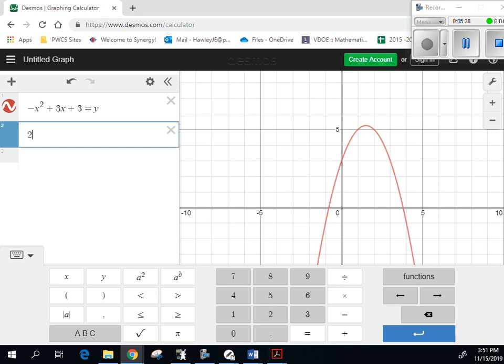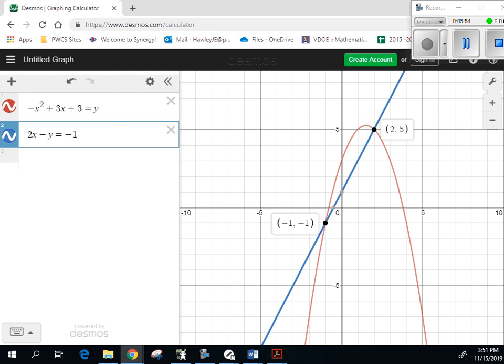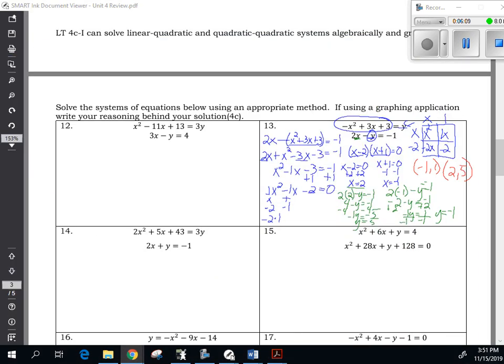2x minus y is equal to negative 1. Okay? And so you see both your equations, and if you touch this point here and this point here, you can see that those are the solutions that we had algebraically. So you choose. I'm going to think that Desmos is a little bit easier, but we'll see. Okay. So, and we'll do the rest of these problems.